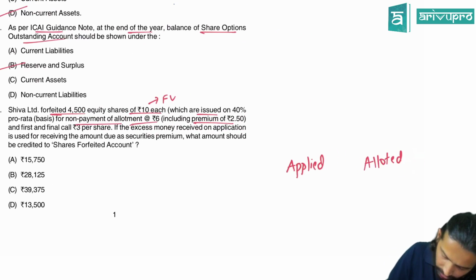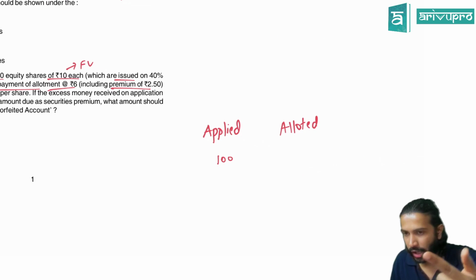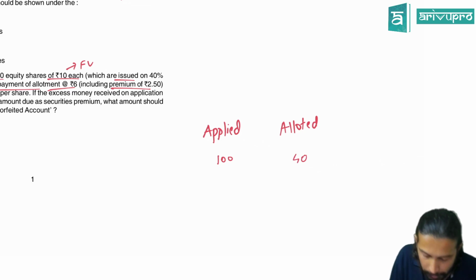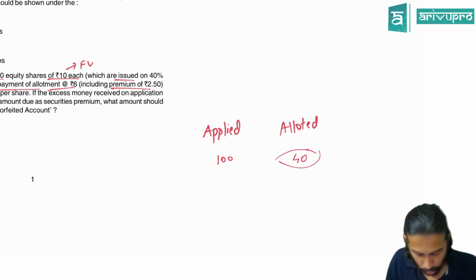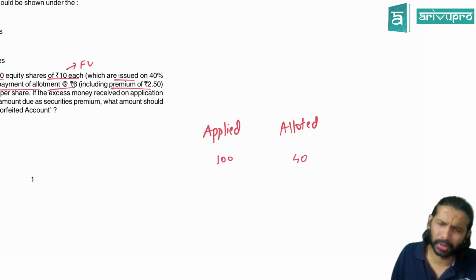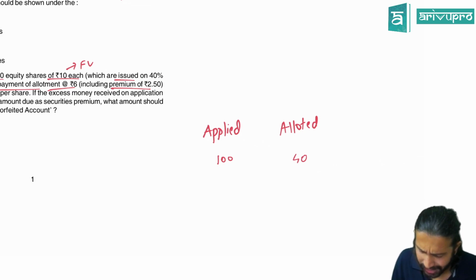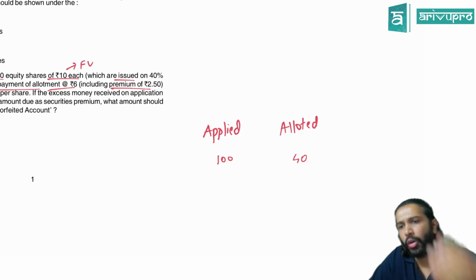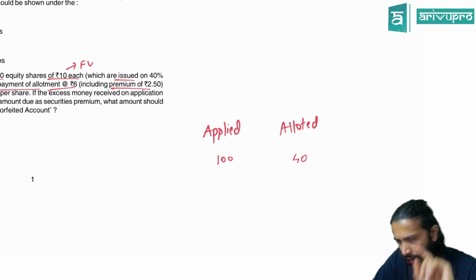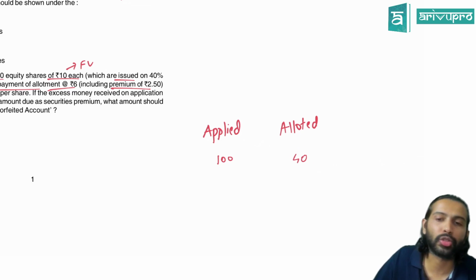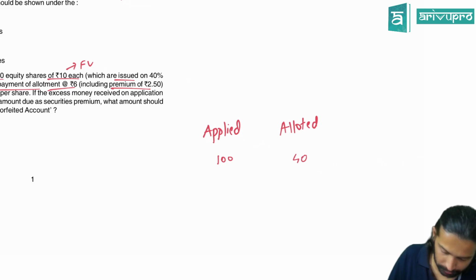That means if any shareholder applies for 100 shares, he will only be allotted 40 shares. Why 40? Because they said 40%. Calculate 40% of 100. How much is it? 40. So it should be 100 only here? No, you can assume any number, sir. If you take it as 10, then this will be 40% of 10, which will be 4. For simplicity, I have taken 100. You can take anything. Is that okay? Basically, whatever you apply, if you apply for 100 shares, the company will give only 40% of that, which will be 40. This is how the company is doing pro rata allotment in this scheme.